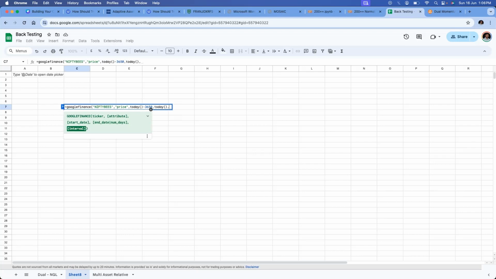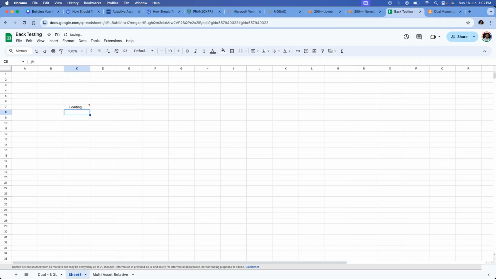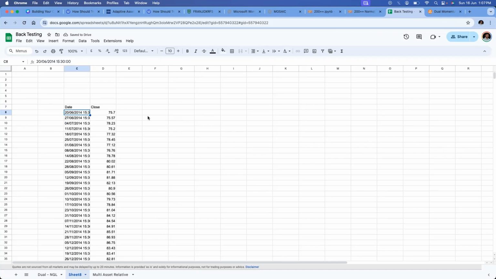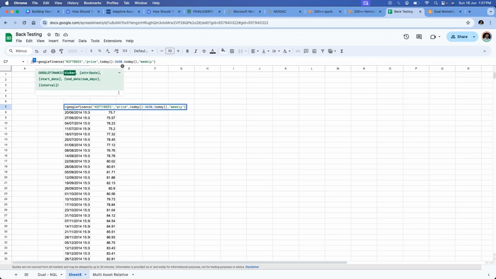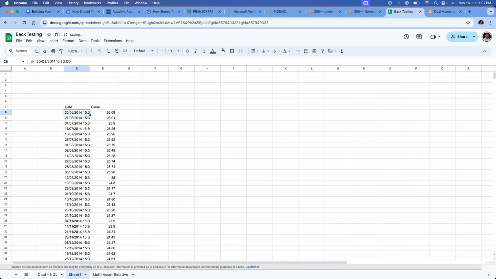And you say the interval. I'm going to take a weekly time frame because daily will be too much to handle. So let me take weekly time frame. So that's how you get the data. So you change this Nifty Bees to Gold Bees to get Gold Bees data.